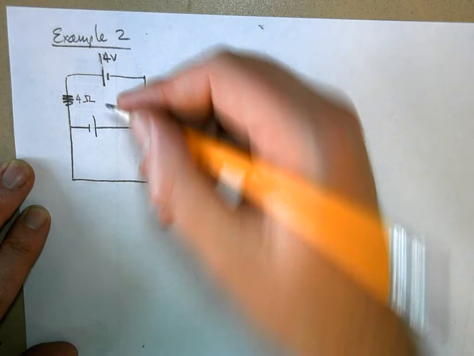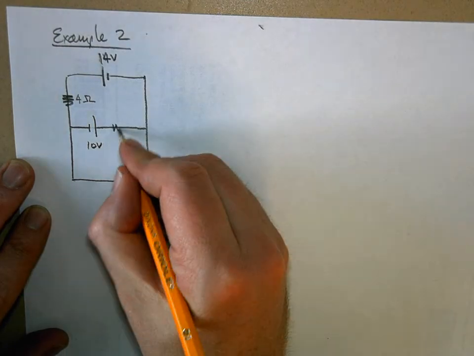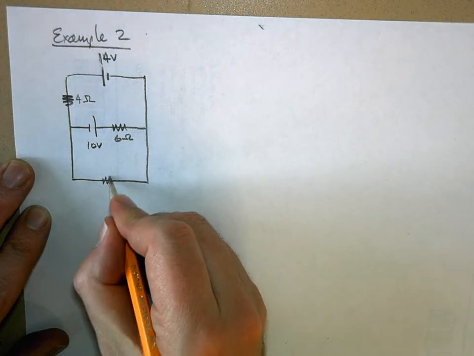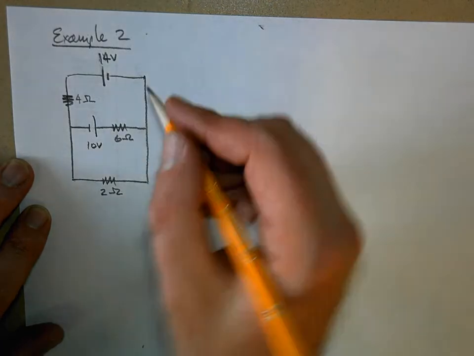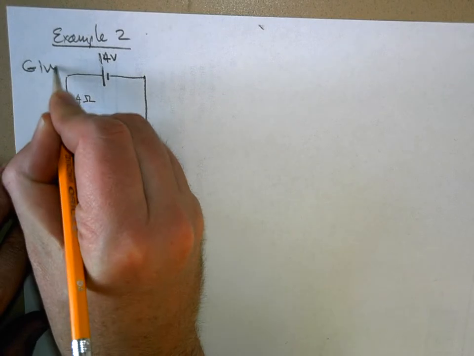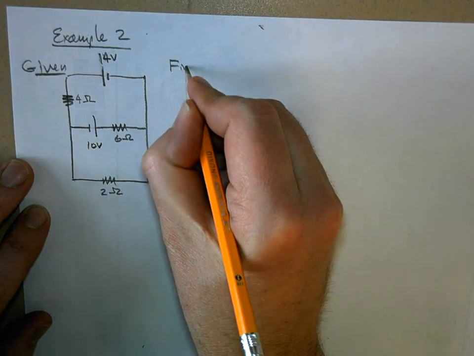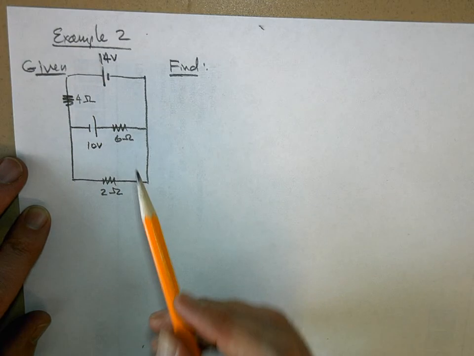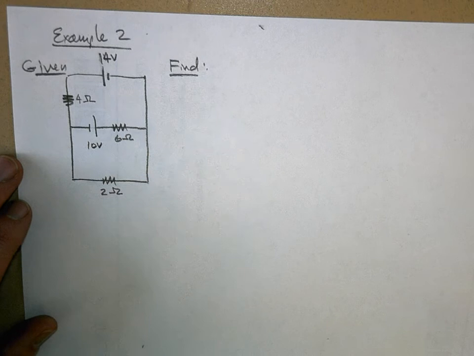So this is 10 volts, and this is 6 ohms, and then let's put a 2 ohm right here. Now, this is what's given. What do we want to find? Well, what I want to find is the current through each branch of this circuit. And we have 3 separate branches.